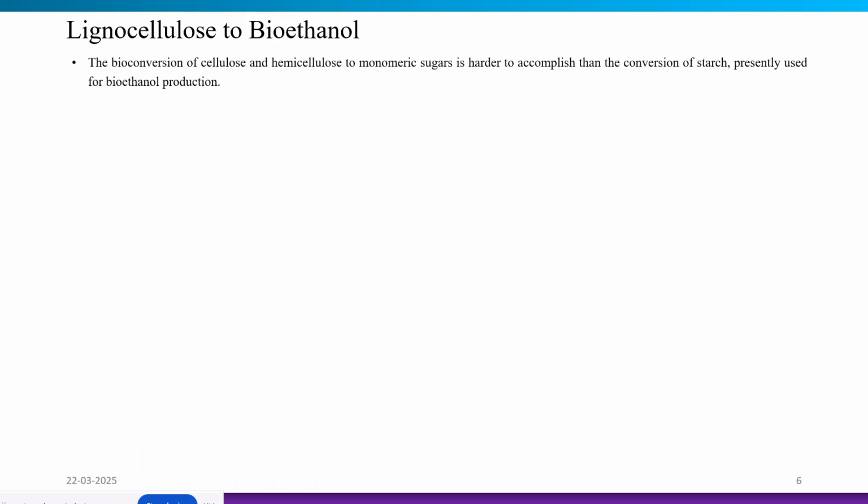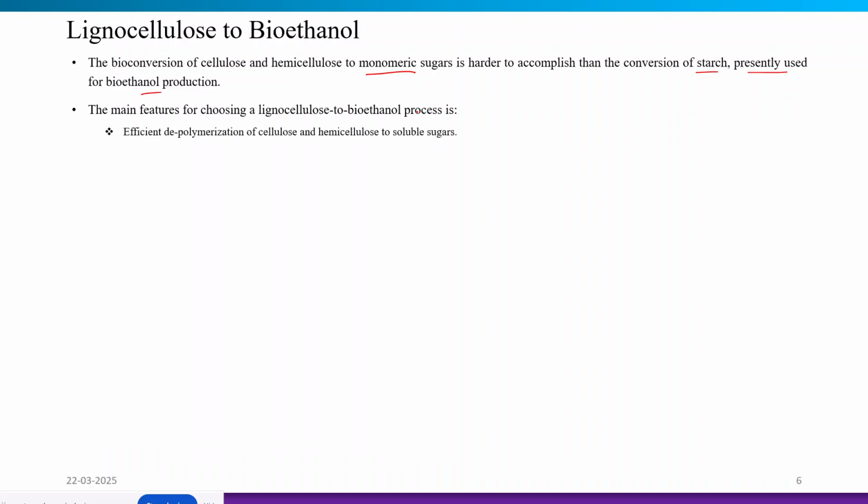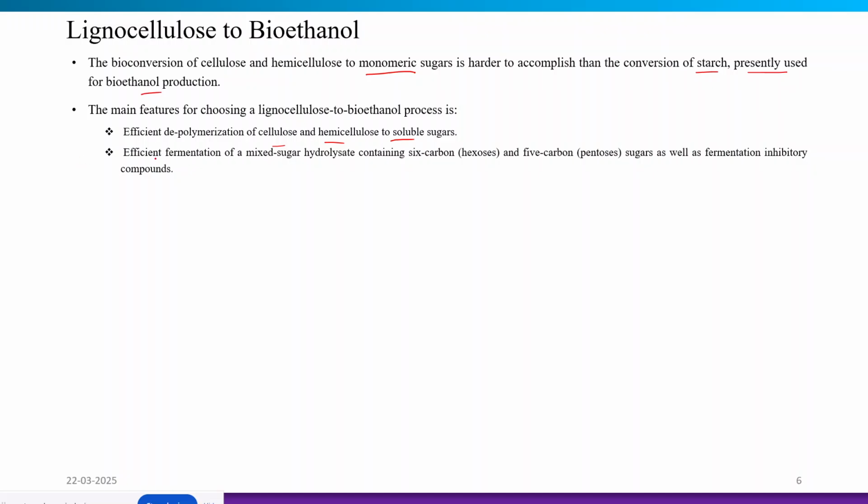The conversion of the cellulose and hemicellulose content to simple or monomeric sugars is harder to accomplish than the conversion of starch, which is presently used in bioethanol production. So the main features for choosing a lignocellulose to bioethanol process are that we have to go for an efficient technique for depolymerization of cellulose and hemicellulose to soluble sugars. We also have to ensure efficient fermentation of the mixed C6 and C5 sugars.